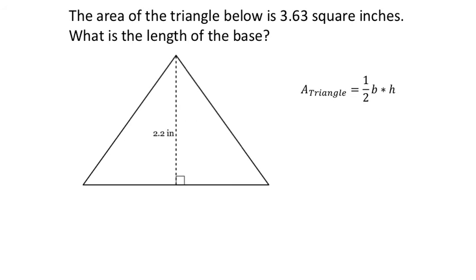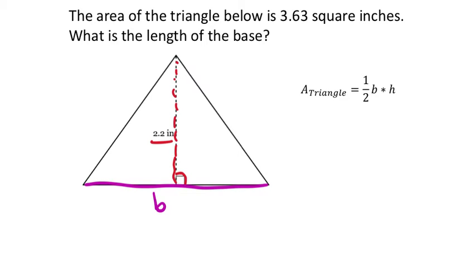So this one, the area of the triangle is 3.63 square inches. What is the length of the base? And so they're showing right here, this is the height. How do we know it's the height? Because they've shown this dashed line right here, even with the 90-degree angle. So this line right here is the base, which I don't know.